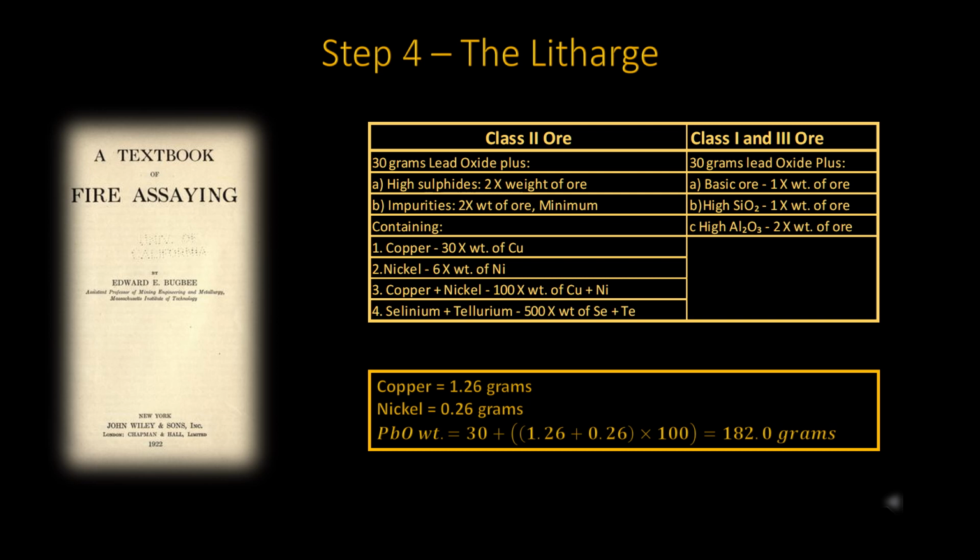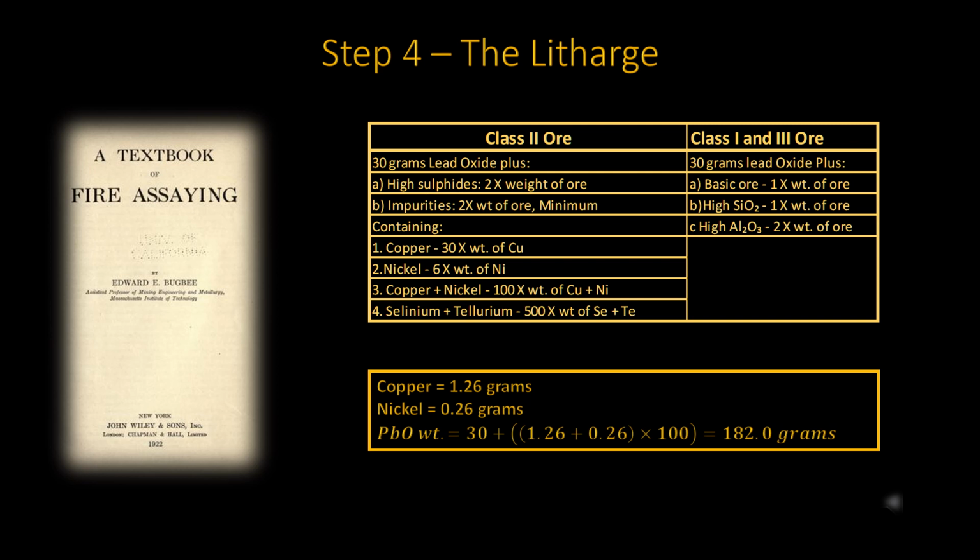In step 4 of the charge table, the amount of litharge required for the charge is calculated. In this case example, the ore is a class 2 ore. It also contains some impurities, being copper and nickel. As calculated from the previous slide, there is 1.26 grams of copper in the ore sample and 0.26 grams of nickel. It also contains arsenic, which will be dealt with when we get to step 9.